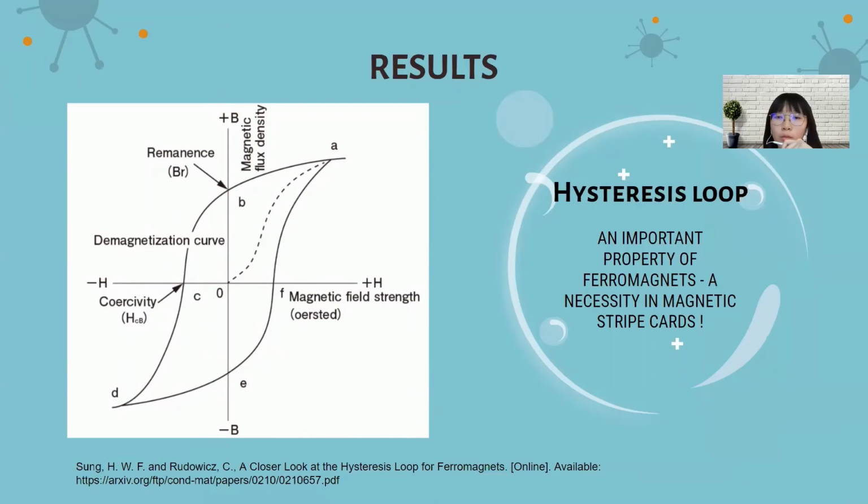Song and Rudowitz presented in their journal about the hysteresis loop of ferromagnets. They mentioned that high coercivity materials, like hard ferromagnetic materials, cannot be demagnetized back to their original state easily once they have been magnetized. As a result, hard ferromagnetic materials are useful in memory devices, and the high coercivity in these materials ensures that memory is not easily erased. Therefore, this property is used in our magnetic stripe card so that the information stored in the card will be long-lasting.